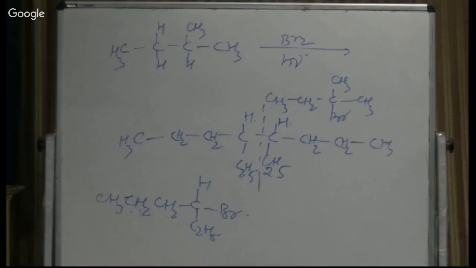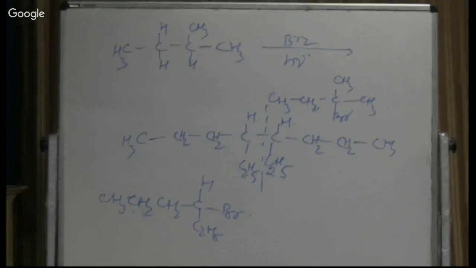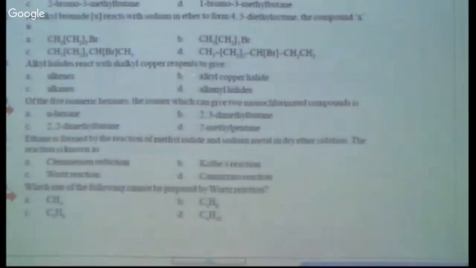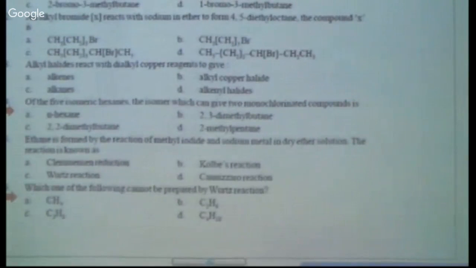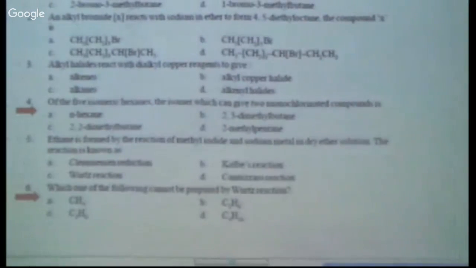So next question is alkyl halides react with dialkyl copper reagents. What is this reaction? Alkyl halides reacting with dialkyl copper reagents? Corey-House synthesis. And this is used to prepare what? Prepare alkanes, right? So the correct option will be C, right?